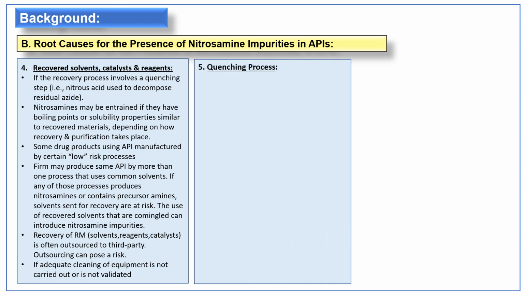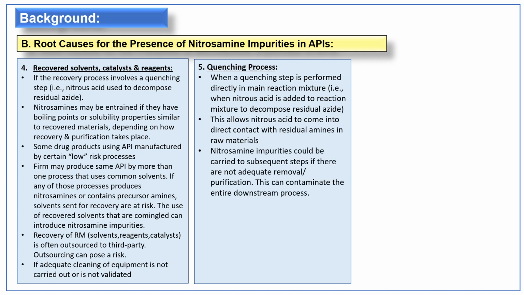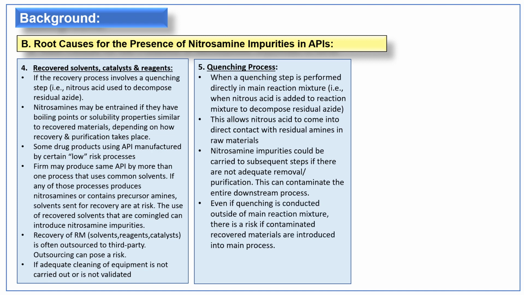The next thing is the quenching process. So when a quenching step is performed directly in the main reaction, that is when nitrous acid is added to a reaction mixture to decompose the residual acid, this allows the nitrous acid to come in contact with the residual amines of the raw materials, and nitrosamine impurities could be carried to the subsequent step if they are not removed adequately. Even if the quenching is carried out outside the main reaction mixture, there is a risk of contamination if the recovered materials are introduced into the process.